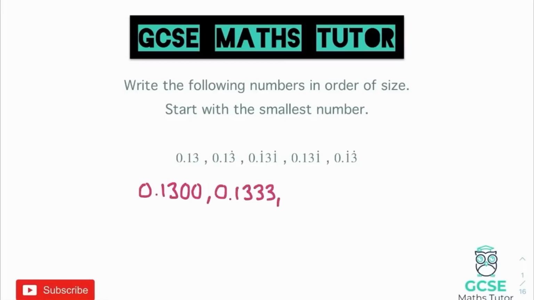For the next one, we'd have 0.131 and it's a recurring pattern of 1s and 3s. So the next 2 numbers would be another 1 and then a 3.